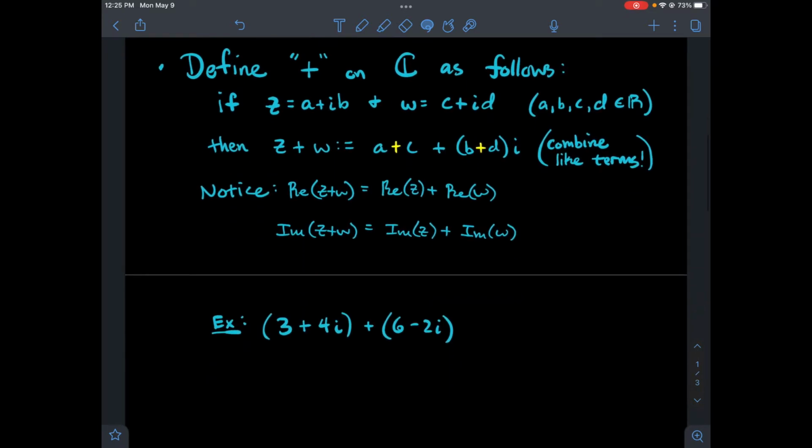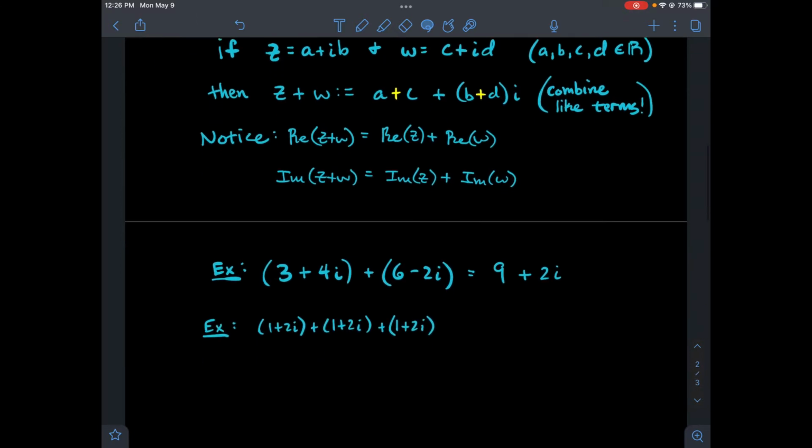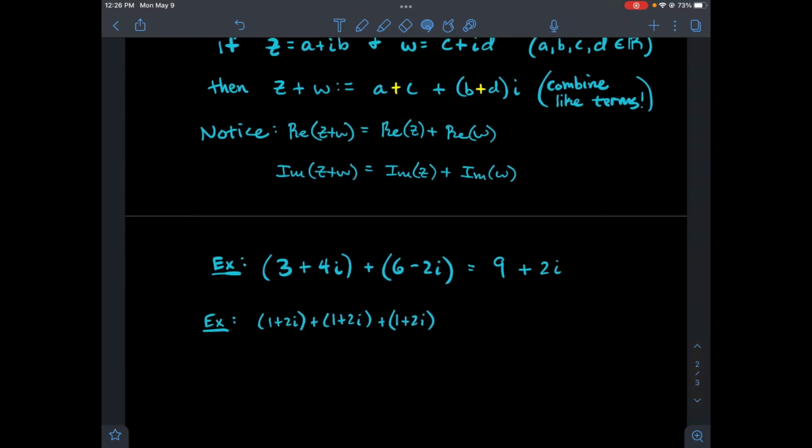Let's do a little example to make sure we're all on the same page. If you take 3 plus 4i and add to that 6 minus 2i, we're just going to do 3 plus 6 and then 4 minus 2i, and so you get 9 plus 2i. That's all we've got. Let's do one more. What if I wanted to take 1 plus 2i and add it to itself 3 times? If I put the 1's together and the 2's together, I get 3 plus 6i.